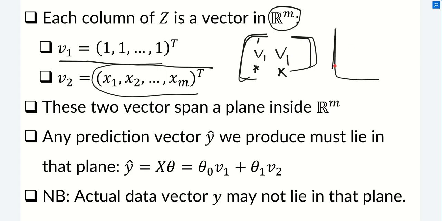If I translate this to a Cartesian coordinate, I'm going to have 1 point here, another point over here. If I'm moving from the origin, I'll get a plane. Now, when I get a plane, we say that any data that we expect must also be in this plane.